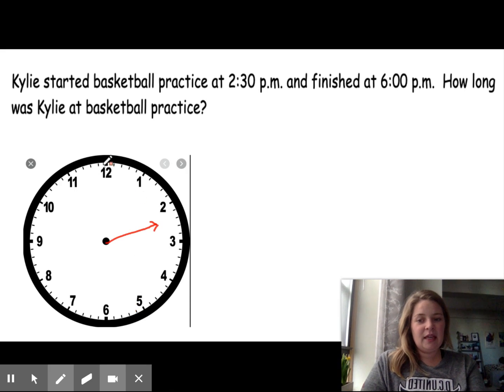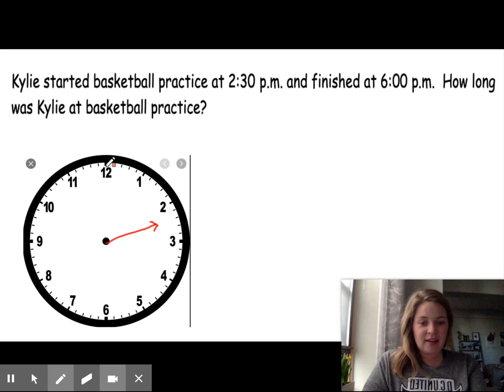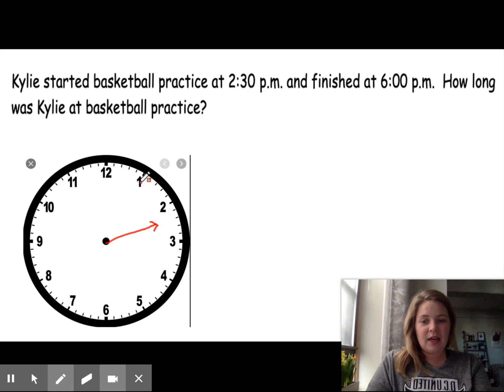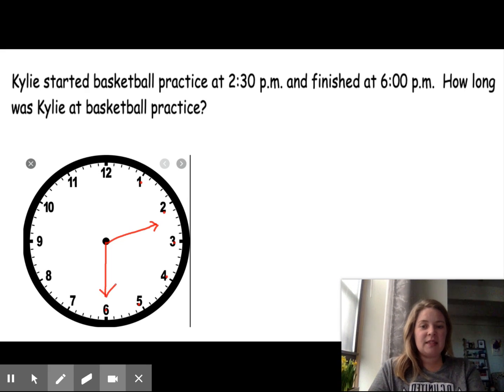For the minute hand, we want to count to 30. We just did it in the last problem, but let's do it again. 5, 10, 15, 20, 25, 30. So it goes down to the 6. So that's what time basketball starts.